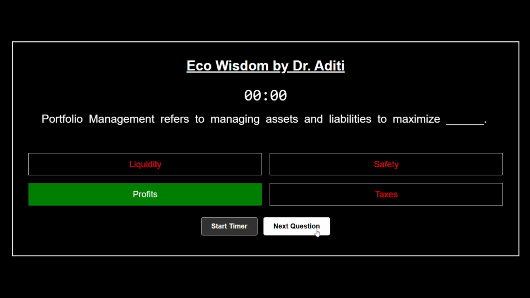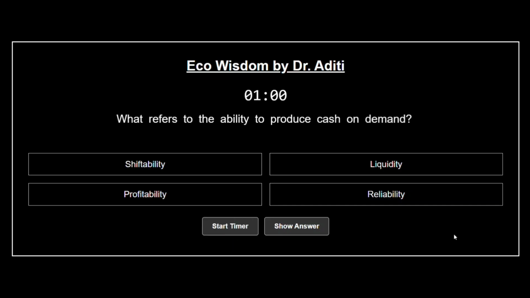The answer is profits. Naturally, everything, investments, portfolio management, asking for loans or keeping your money in deposits, in a way boils down to profits, boils down to earning returns on that money. You may give different names, different terms to it, but ultimately it is profits, it is returns on your own money. Move on to the next question. What refers to the ability to produce cash on demand? Shiftability, liquidity, profitability, and reliability.